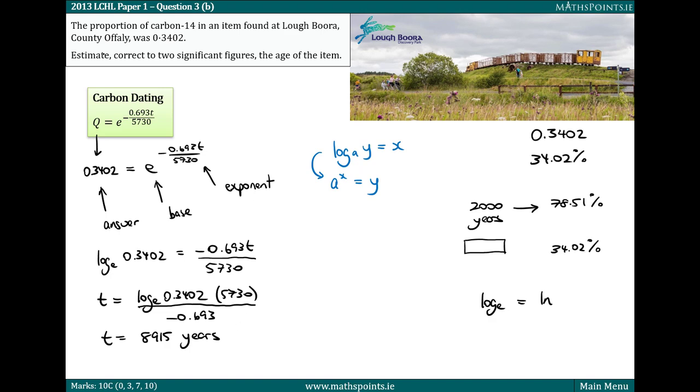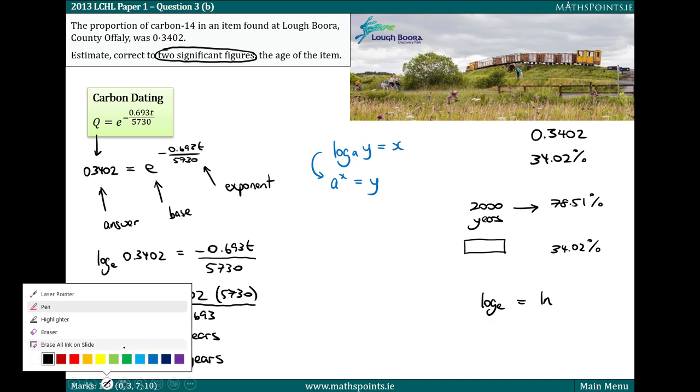Now, always be careful. The question says correct to two significant figures. So what we need to do is we need to just round this off to two significant figures. The two significant figures are the 8 and the 9, and then whatever digits are remaining are zeros. So that's to the nearest, let's say 100, 8,900 years.